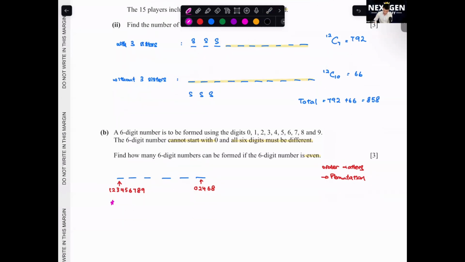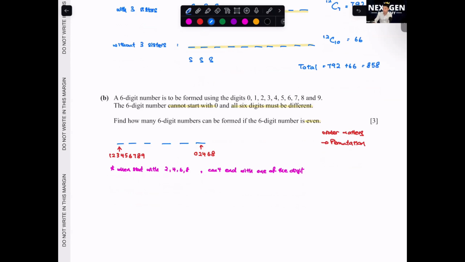Okay, so this one here is that when start with 2, 4, 6, or 8, then can't end with one of the digit. So we need to separate right now the last digit as 0, or maybe we can think of it as 2, 4, 6, 8. Okay, you start with 2, 4, 6, or 8, and end with 0 or end with 2, 4, 6, 8. Or another way is that you start with 1, 3, 5, 7, 9. Then we end with 2, 4, 6, 8. Okay, so this how we can do.